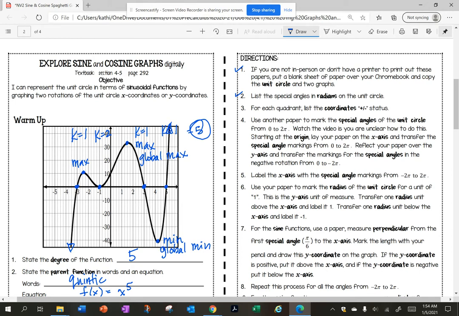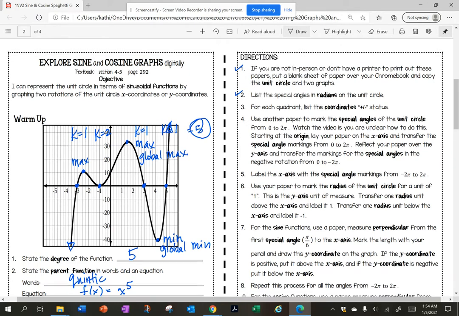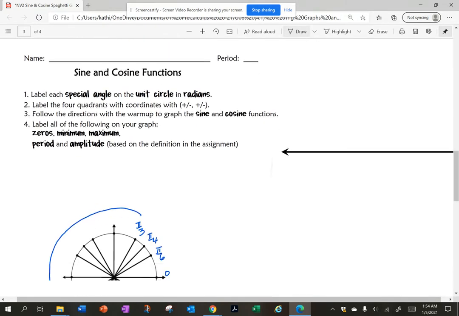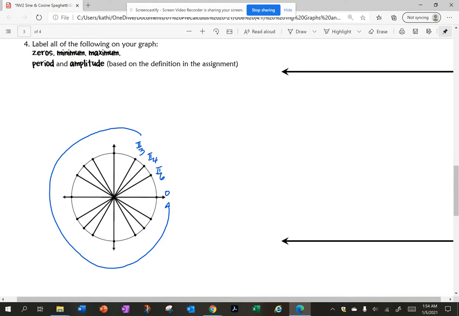And then I would very quickly make sure I am clear in whatever quadrant I'm in whether my coordinates are positive or negative. So in the first quadrant, x and y are positive. In the second quadrant, x is negative. Third quadrant, they're both negative. And fourth quadrant, y is negative.